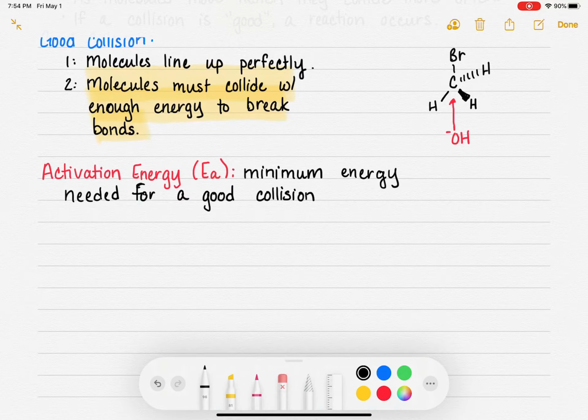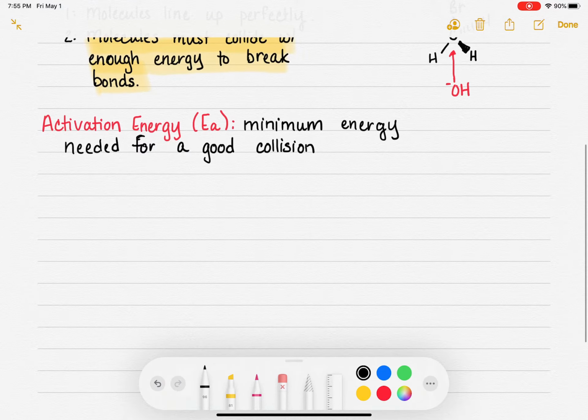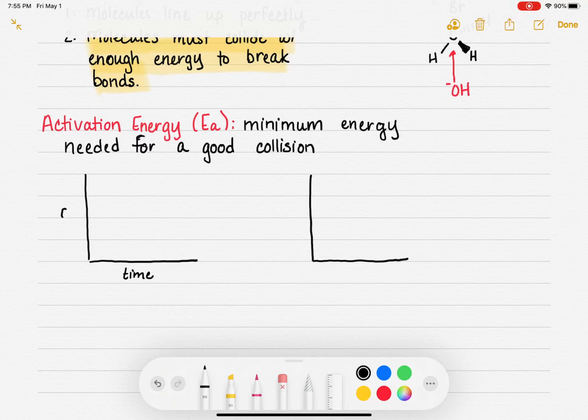We can find the activation energy on a reaction energy diagram. We haven't really looked at reaction energy diagrams for quite a while. We're going to draw two side by side. Reaction energy diagrams are a graph of the energy of a reaction over a period of time as the reaction goes from reactants to products in an exothermic reaction or an endothermic reaction.